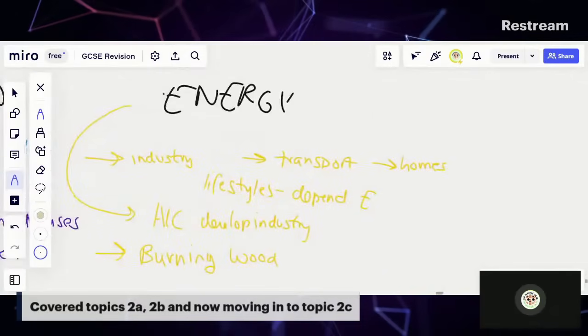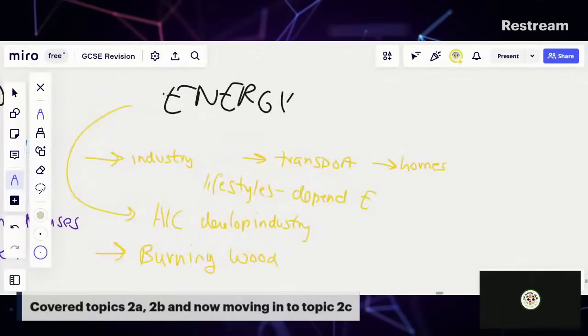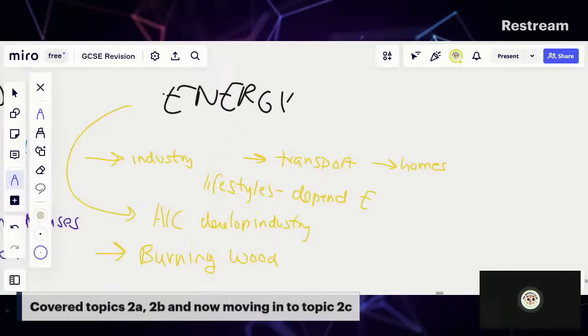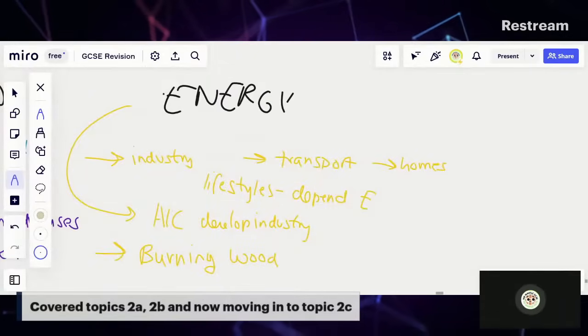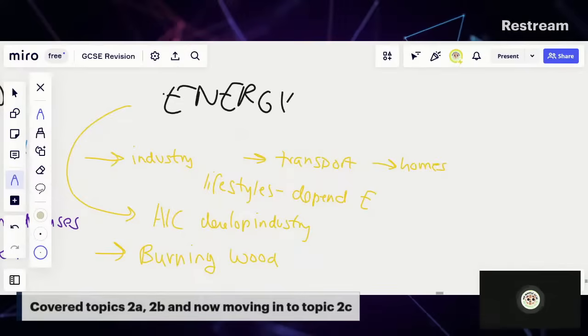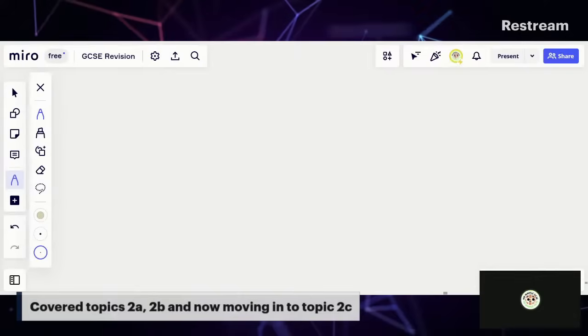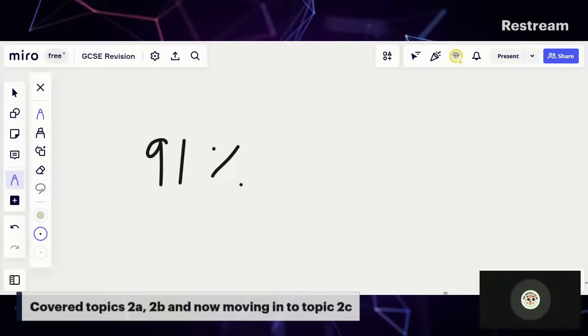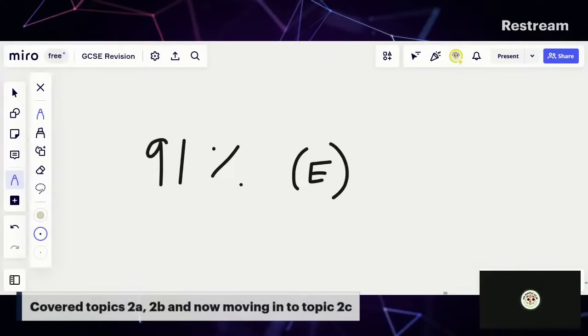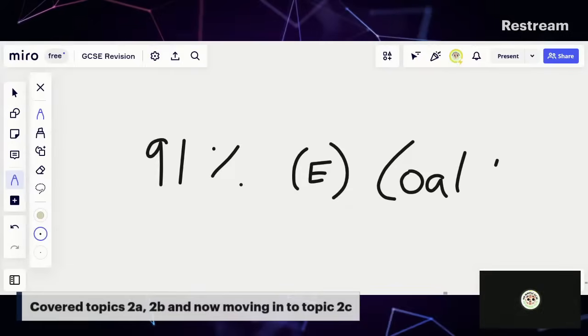So we talked about how energy is needed for industry, and in a developing industry, more energy is used. So in the UK, the energy mix has changed. Traditionally, we relied on 91% of our energy being coal and oil. So key facts here: 91% of our energy was coal and oil.